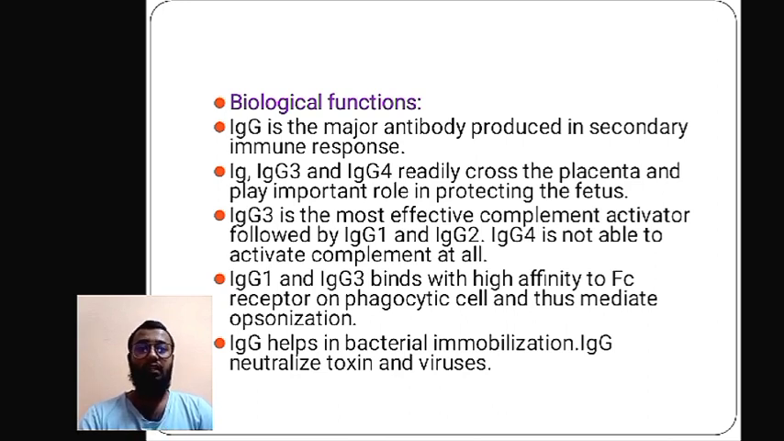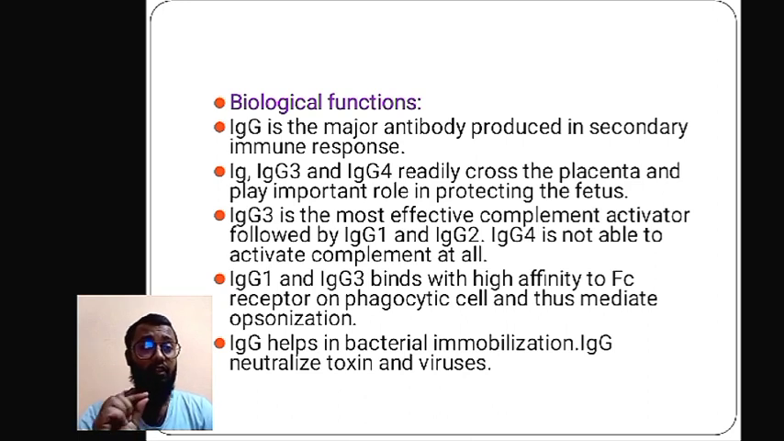IgG3 and IgG4 are two of its subtypes. IgG3 and IgG4 can cross the placenta. So you have to remember, student, IgG3 and IgG4 can cross the placenta and play an important role in protecting the fetus. These are the mother's immunoglobulins, and they enter the fetus's body and protect it from other infections.